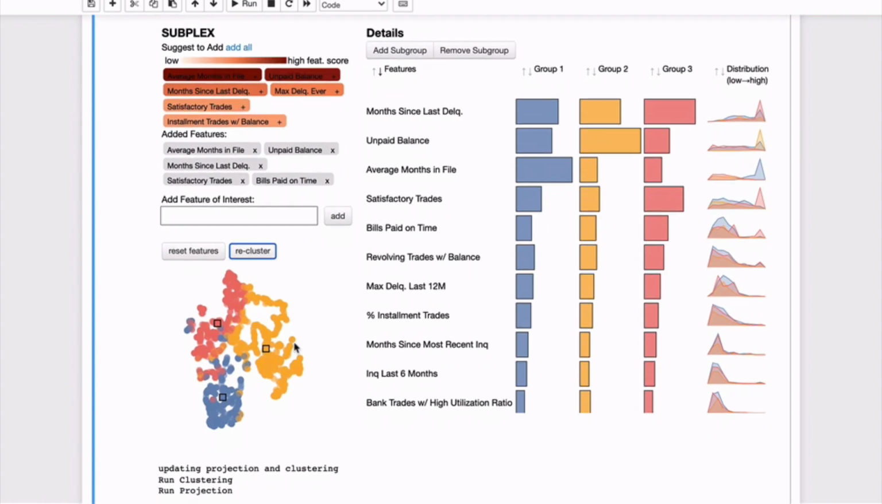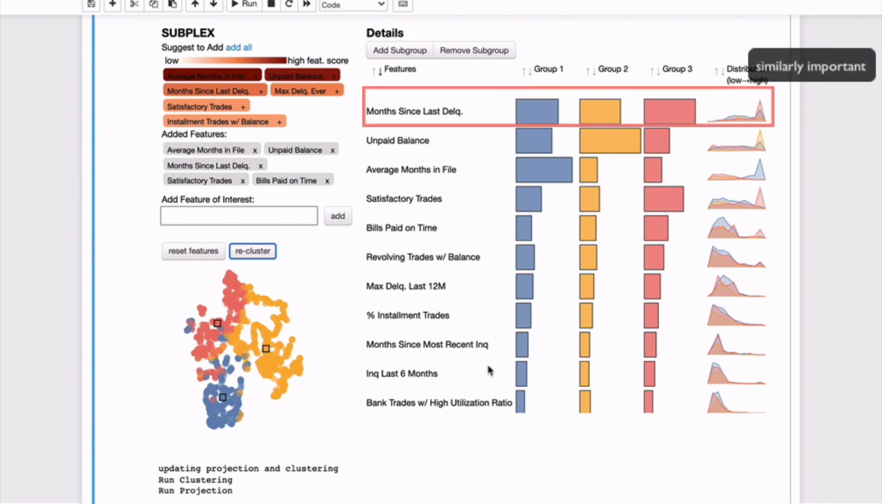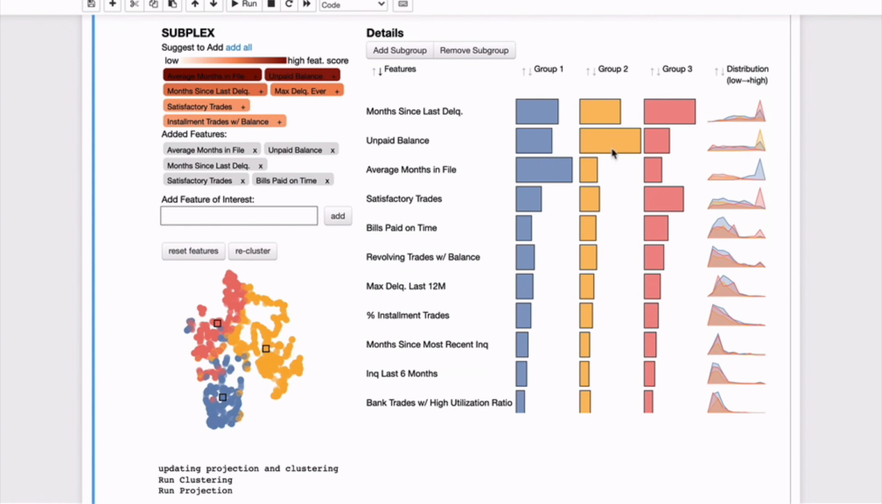By looking at the table, I find months since lost delinquency is similarly important for the 3 clusters. Unpaid balance has a really strong influence in group 2, but is less strong for the other 2. Also, average months in file has really strong influence in group 1, but much less strong in group 2 or 3. Now I've tried to figure out why they are different.